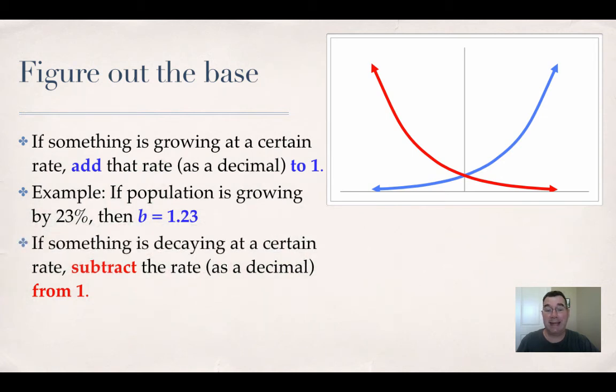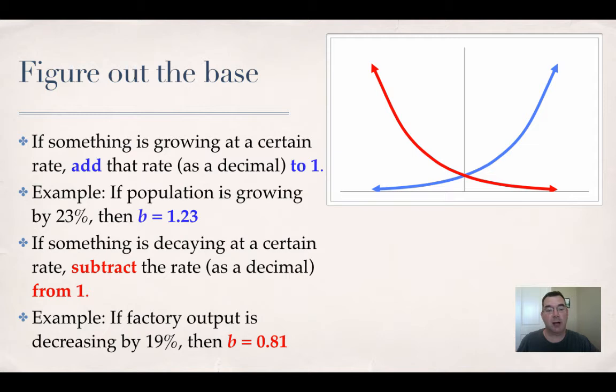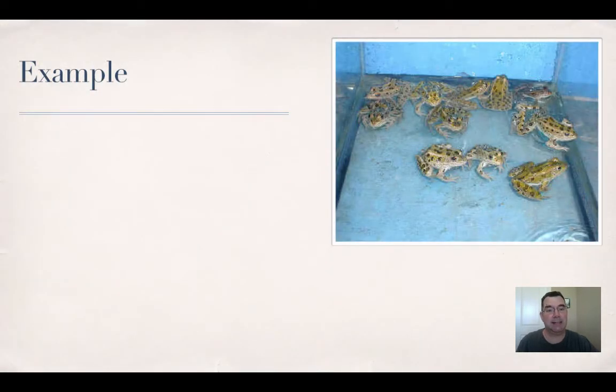If something's decaying, then I subtract that amount from 1. It is decreasing. So if a factory output is decreasing by 19%, then I subtract the 0.19 from 1, and I get a base of 0.81. And that's between 0 and 1, so that means I do, in fact, have exponential decay instead of growth.